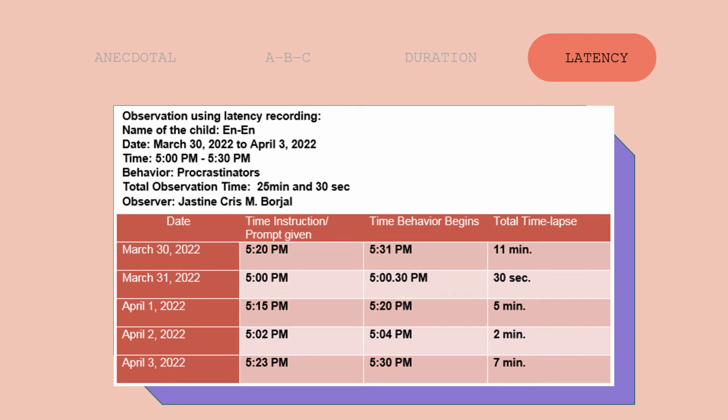Here is the table for using latency recording. Name of the child is NN. Date: March 30, 2022 to April 3, 2022. Time is 5:30 p.m., or a maximum of 30 minutes. Behavior: procrastinator. Next is the total observation time, which is 25 minutes and 30 seconds. And the observer is yours truly, Justin Chris Emberhal.